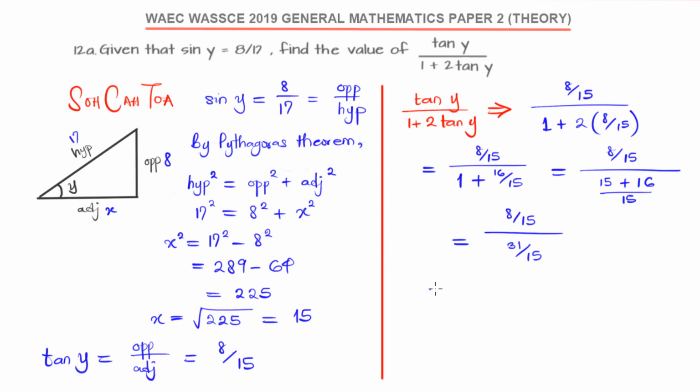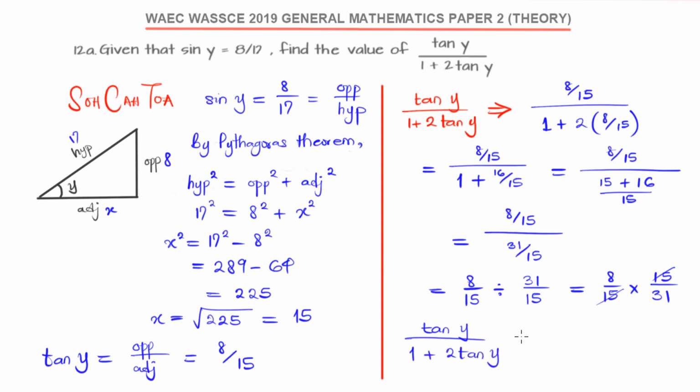Now, not to be confused, I will just break this down as 8 over 15 divided by 31 over 15. To solve that, we just need to reverse the second fraction and turn the division sign to multiplication. So the 15 can cancel, and this will give us nothing but 8 over 31. So tan y over 1 plus 2 tan y is going to yield the solution 8 over 31, and that is our solution.